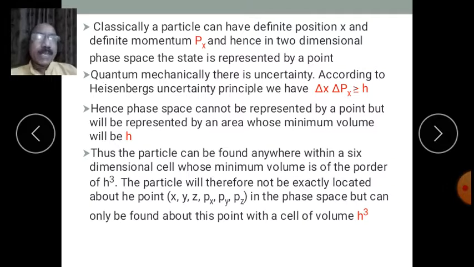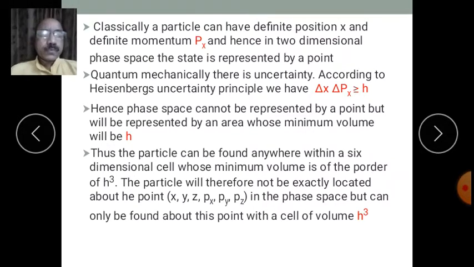Classically, there is no restriction on the volume of the phase cell. Volume of phase cell can be 0 according to classical mechanics, but according to quantum mechanics, the minimum volume of a phase cell is h cube, isn't it? So we come to the end of the video. We will study the Maxwell-Boltzmann statistics in the next video.